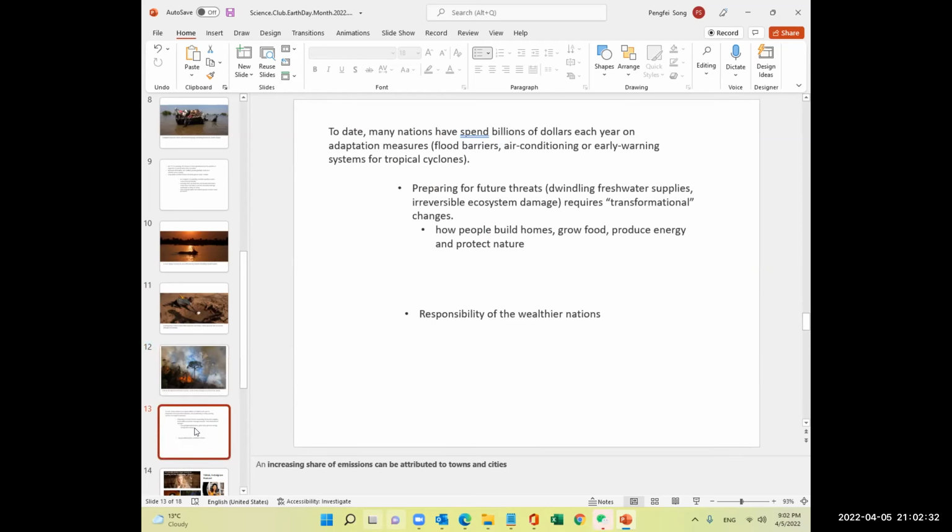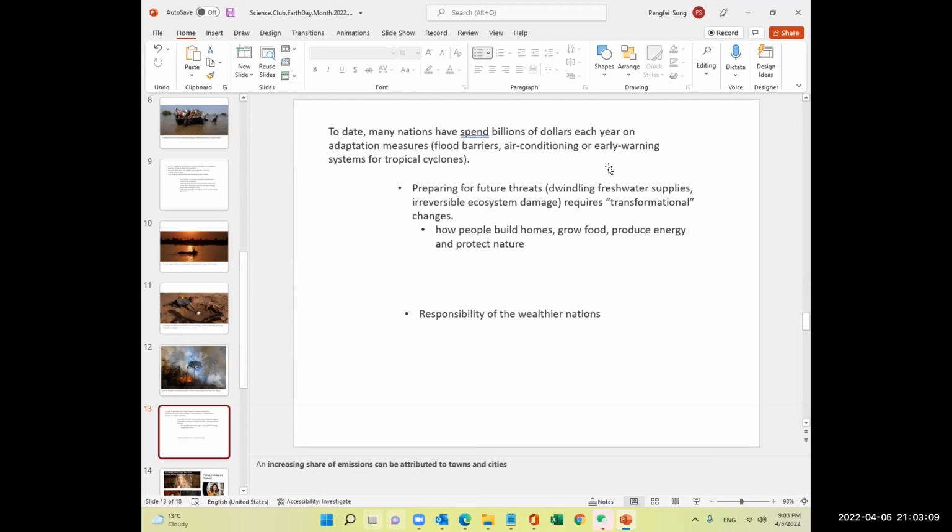Also, many rich nations, we see that they have already spent billions of dollars, right? The cost of combating and adapting to the climate change, they have already spent billions of dollars, but the measures have been focused on adaptation instead of prevention, right? So trying to adapt, for example, by building flood barriers, right? Like in New Orleans, they built these sea walls, right?